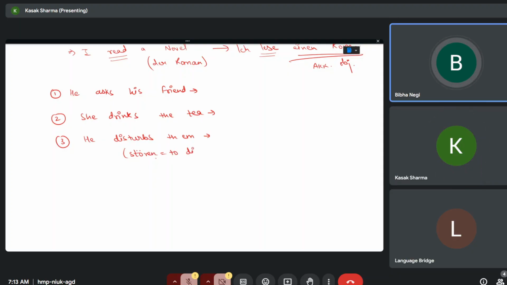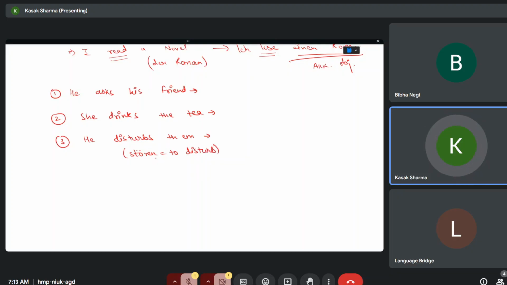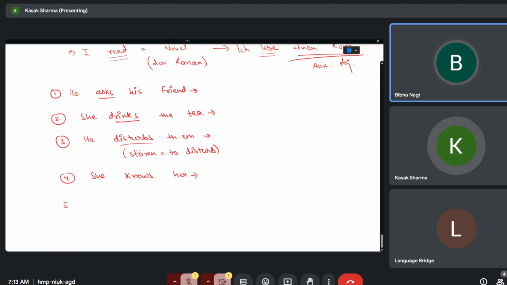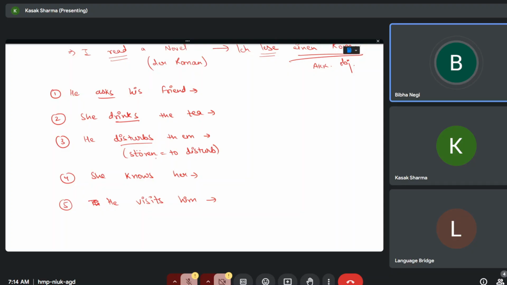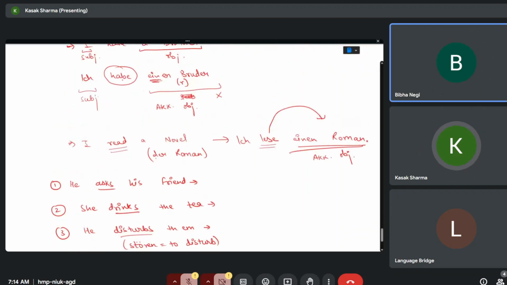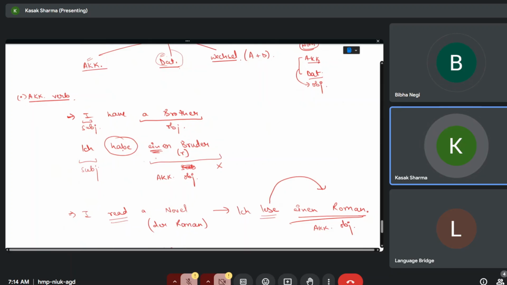And these are all your accusative verbs. Ask, drink, disturb. She knows her. And the last, he visits him. Any verb that you want to know? No, that's okay. Accusative verb is clear, like accusative case.